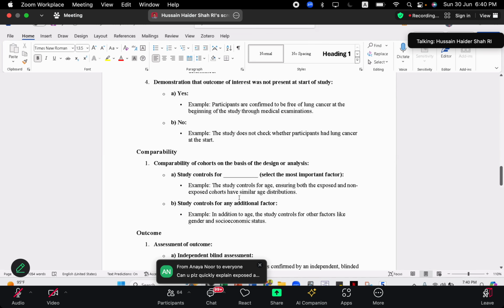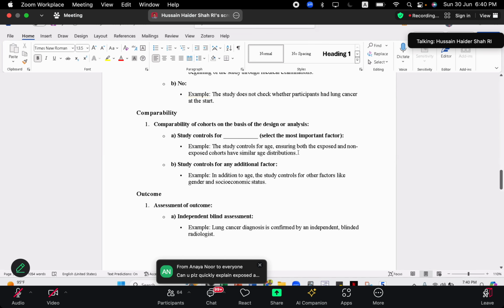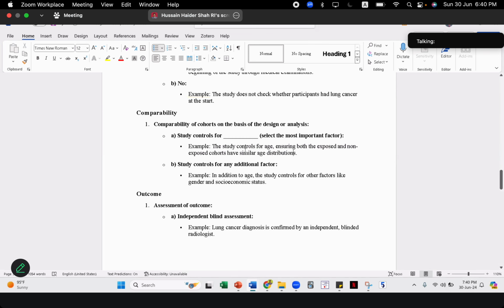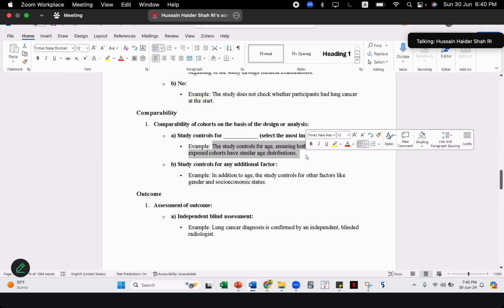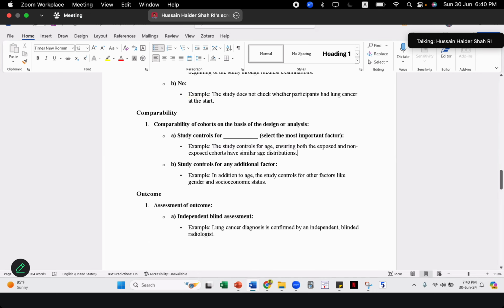Now consider this example. If in the manuscript you found a statement like this, that the study controls for age, ensuring both the exposed and non-exposed cohort have similar age distribution, what do you think? Shall we give it a star or not?